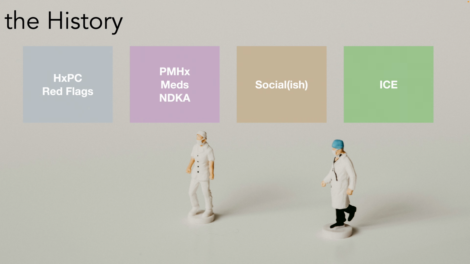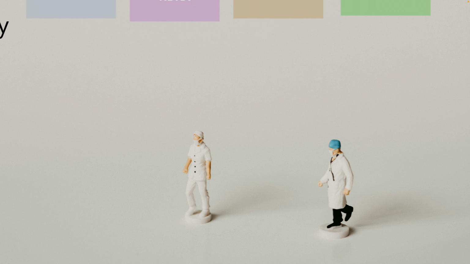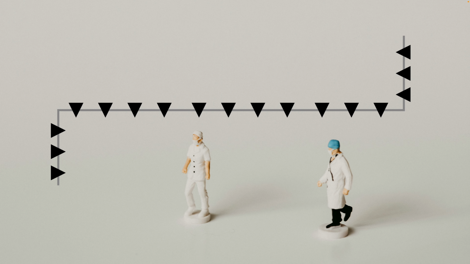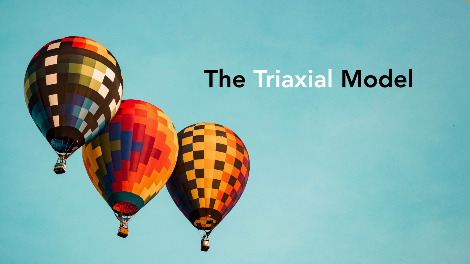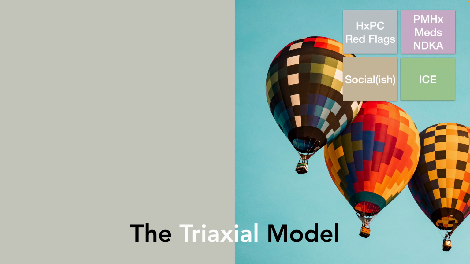So how do we go a step further with this history? So GPs love their models. There are lots and lots of models. This is a little timeline. Let's start with the first one. So we've got the triaxial model. I've got some lovely abstract pictures, all from Unsplash. So let's crack on. So the triaxial model.